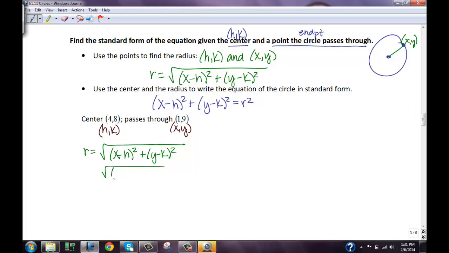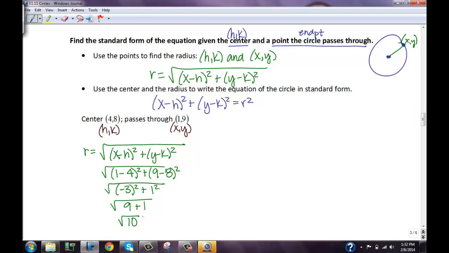So here I do the x value they gave us, which is 1, minus my center value, which is 4, squared, plus the y value they gave me, which is 9, minus my center y value, which is 8. That's my k. And then I simplify. So the square root of negative 3 squared plus 1 squared gives me the square root of 9 plus 1, which is the square root of 10.